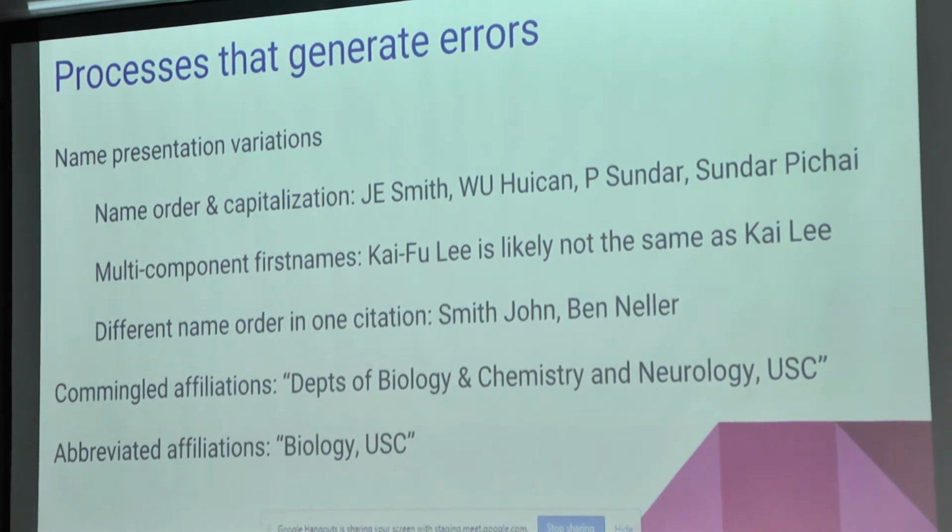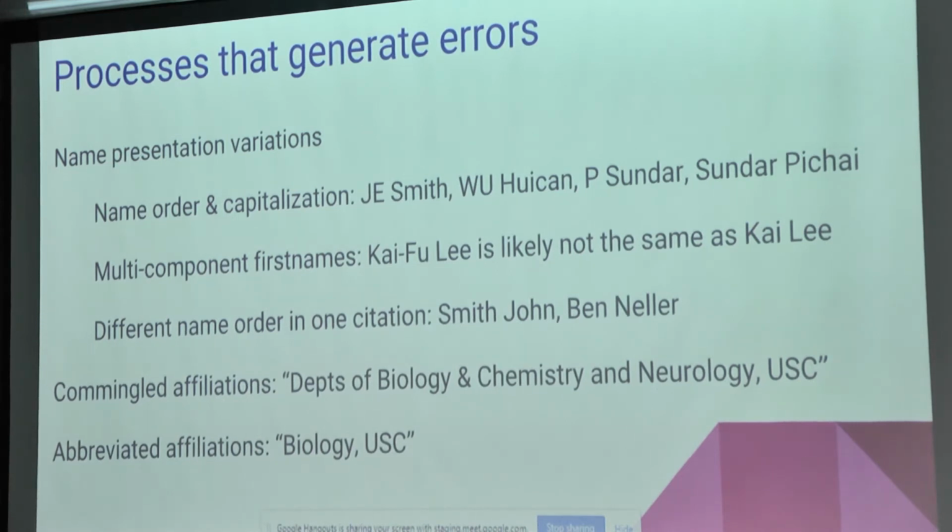Now, in some citation styles, you can end up with different name orders in a single citation. The first author is last name first. Rest of the authors are first name first. To be able to figure out which order it is so that you can see what name it is needs you to understand which names can be structured how and which citation style is likely to be used here.